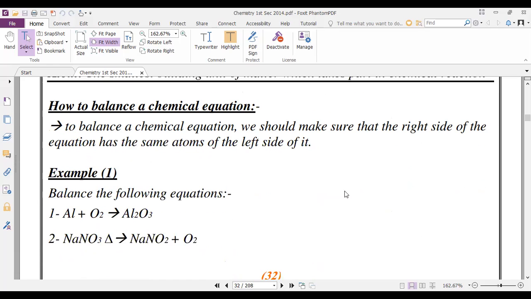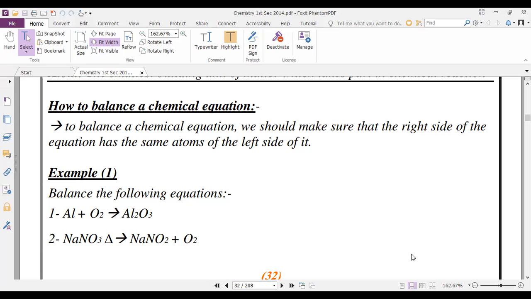How to balance a chemical equation? Number one, to balance a chemical equation, we should make sure that the right side of the equation has the same atoms of the left side of it. Okay, it's the main idea. To balance a chemical equation, we should make sure that the right side of the equation has the same atoms of the left side of it.